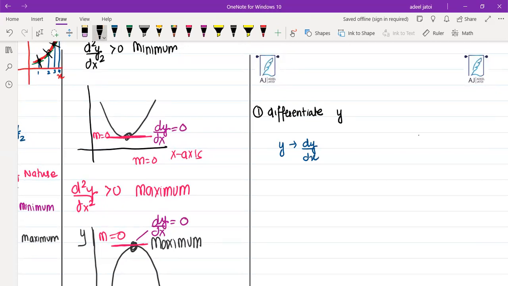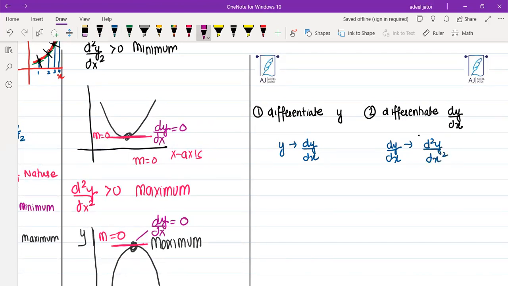Then the examiner can tell you to differentiate dy upon dx. So from dy upon dx, you will get d2y upon dx square.